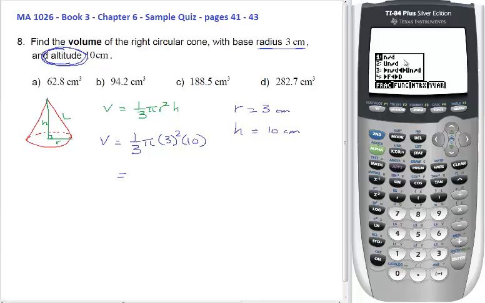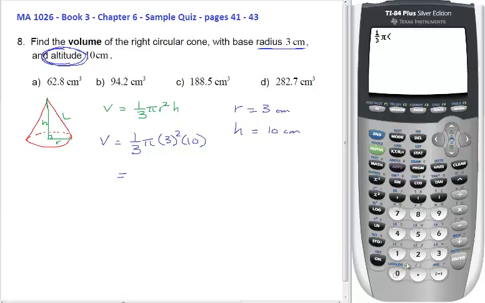N over D means a regular, improper, or proper fraction. So we hit that, we get 1. Use your arrows to move around, to go down to the denominator, put in 3. Use your right arrow to go over. Now put in pi. Pi is right there above the hat or exponent button. So second pi, it's in blue, so we have to use our second button. And then open bracket 3, and I type it just like I see it. Close bracket squared, and then times 10.